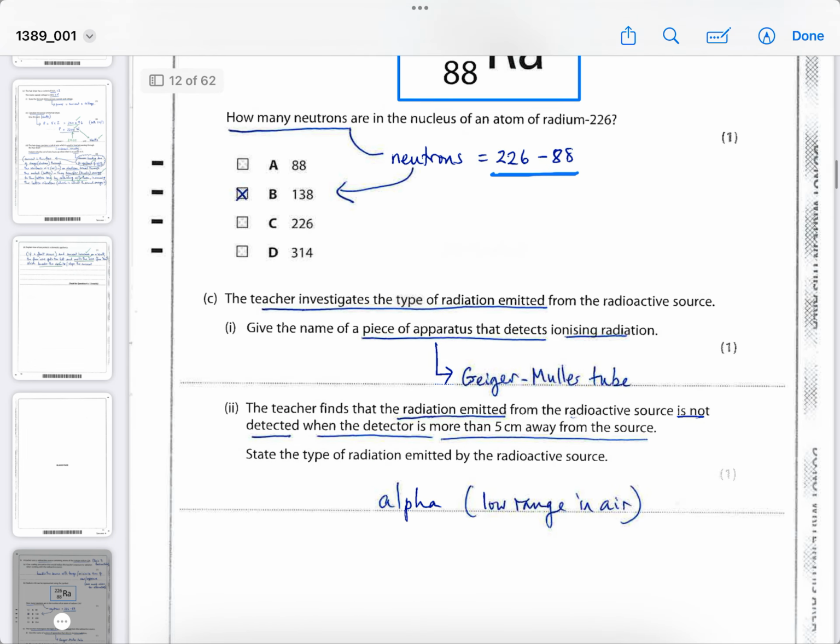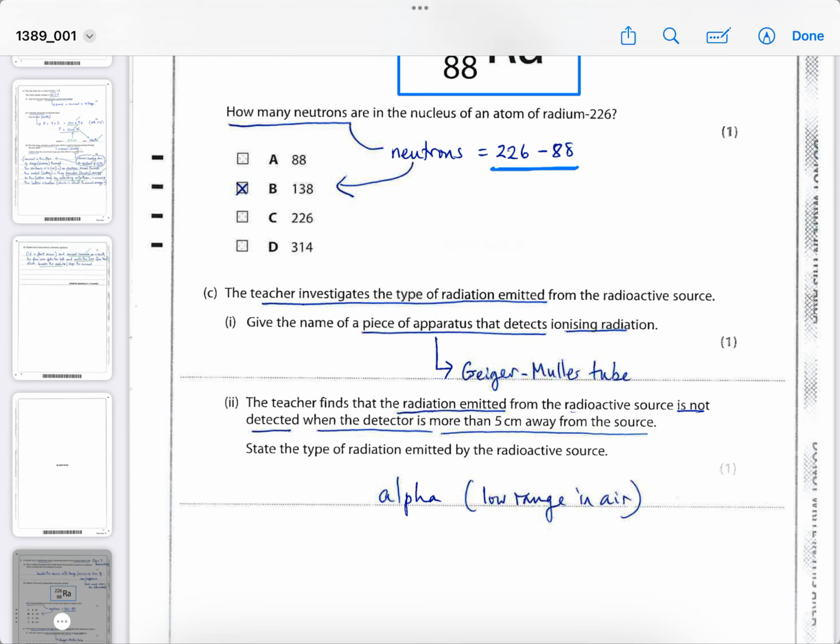The teacher then investigates the type of radiation emitted. So remember, there is alpha, beta, and gamma as 3 types of radiation that can come from a radioactive source. Give the name of the piece of apparatus that detects ionizing radiation. So if you're my students, remember I told you you can't detect it with your senses. It's ionizing, that means it can be dangerous.